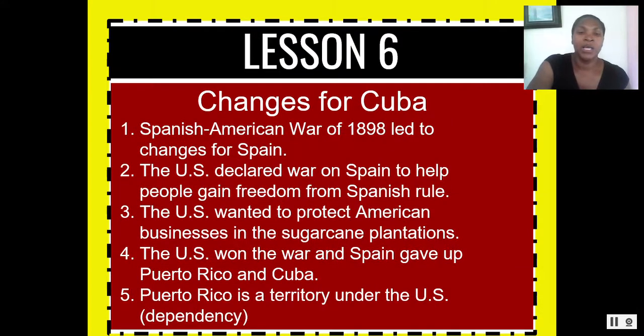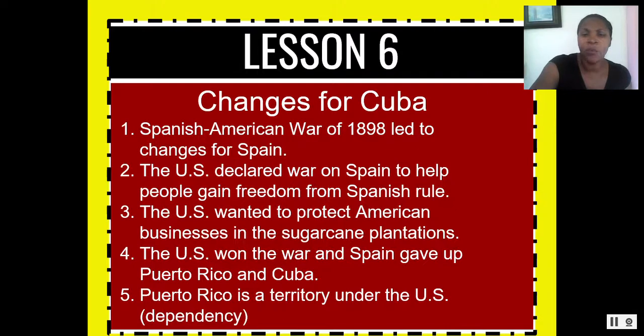Now, some changes that Cuba had experienced was that there was a Spanish war, just like in the Haitian Revolution. There were issues happening in France, so there were issues happening in Spain as well. And these changes in Spain caused Cuba and Cubans to feel very uncomfortable in how things were going on. So the US declared war on Spain to help people gain freedom from Spanish rule. They claimed to be helping Cuba to be free from Spanish rule.